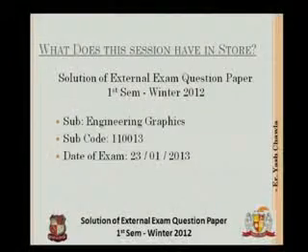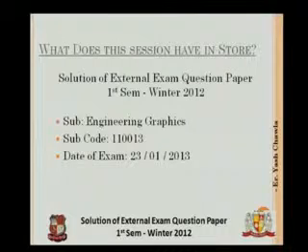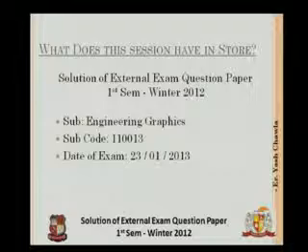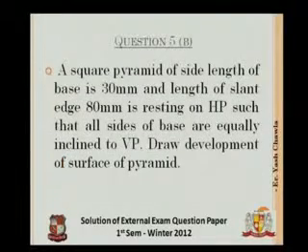So this is the first semester winter 2012 that we are solving. The date was 23rd of Jan 2013. The first question that we are going to solve today is question number 5b of the question paper. A square pyramid with base side length 30 mm and slant edge length 80 mm is resting on HP such that all sides of the base are equally inclined to VP. Draw the development of surface of the pyramid.